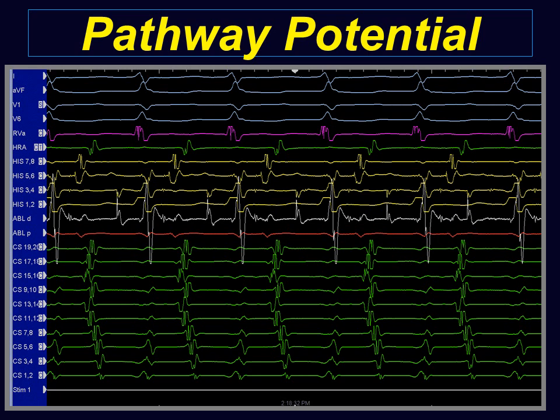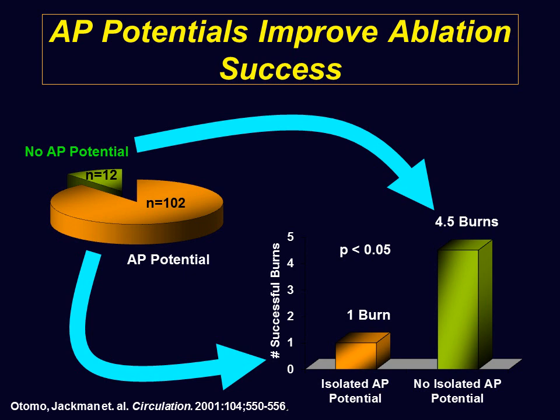Same thing is recorded on the ablation catheter, and so this would be a good location. Whenever you have a pathway potential, it's possibly the best location to ablate, as the success rates are excellent. In fact, you will see when you have a pathway potential, typically one ablation is all that is required. When you don't have one, you just need to ablate quite a bit.